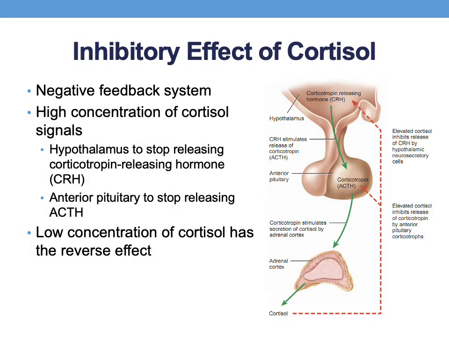Inhibitory effect of cortisol. It's on a negative feedback system like most hormones. High concentrations of cortisol will signal the hypothalamus to stop releasing corticotropin-releasing hormone and the anterior pituitary to stop releasing adrenocorticotropic hormone. And then low concentrations of cortisol will have the opposite effect.